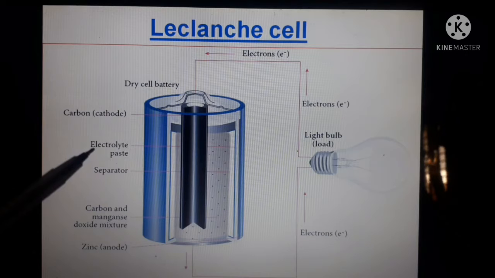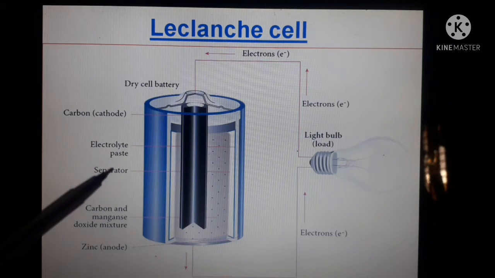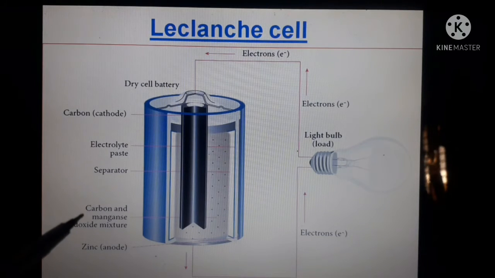Okay. Next, the black powder, that is a carbon and manganese dioxide mixture. That is the mixture inside the battery. This is very important, manganese dioxide and carbon mixture. Okay. Now the outer layer is there, that is the zinc anode. Okay. Zinc anode. Inside is the carbon manganese powder, and then the separator is there.